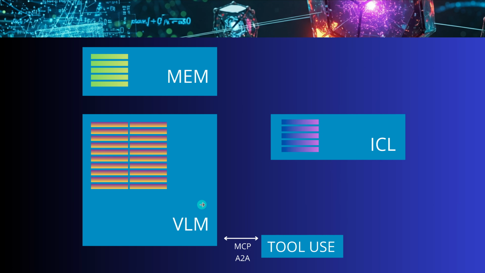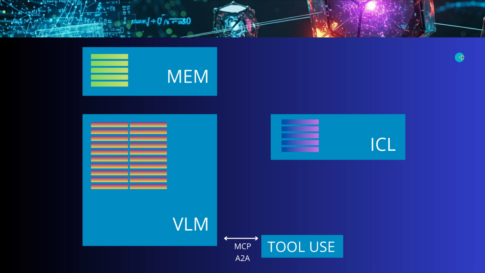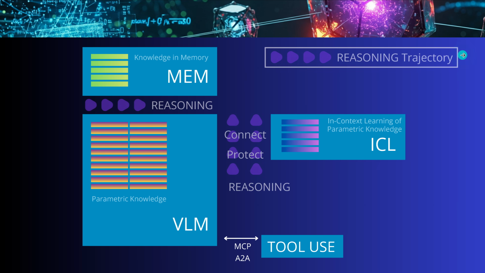AI: we have a vision language model or a large language model. We have our memory module. We have an in-context learning prompt. Of course, we have tool use with our MCP protocol and agent-to-agent protocols. And you see, this is the simplest configuration we currently have as an agent.